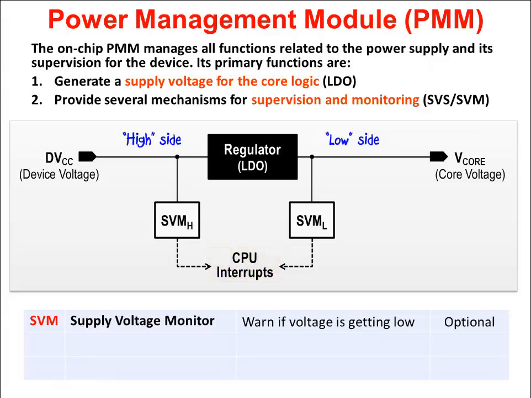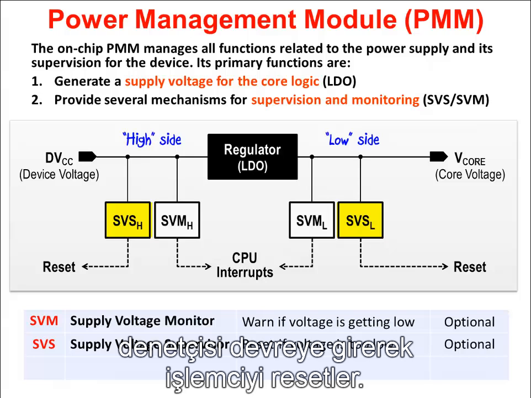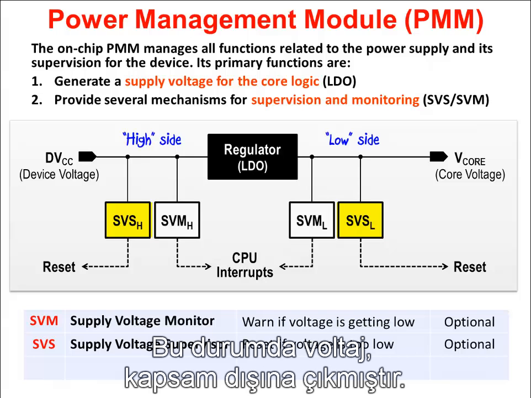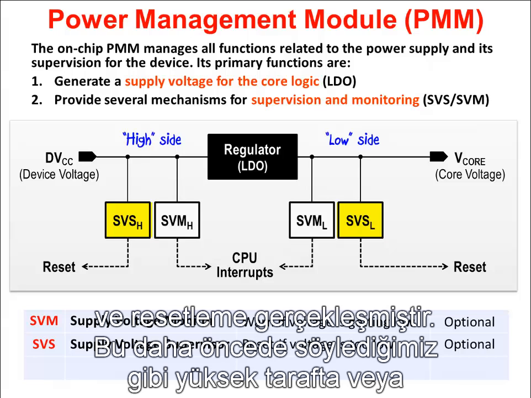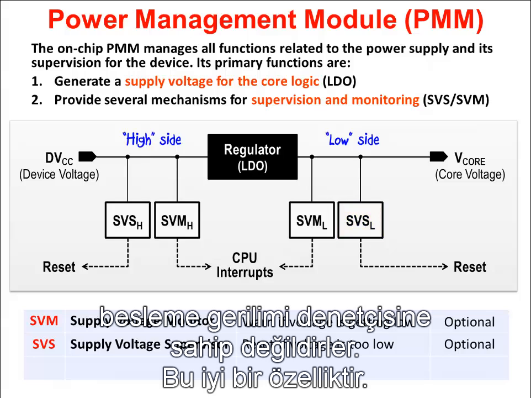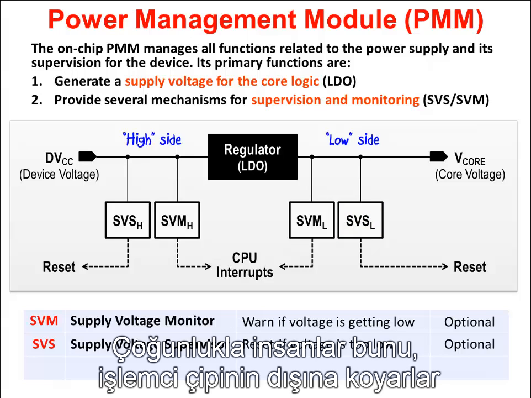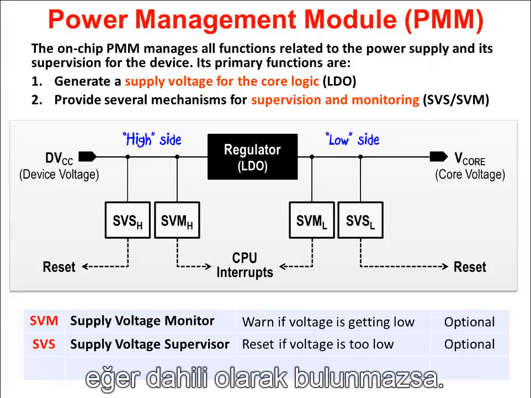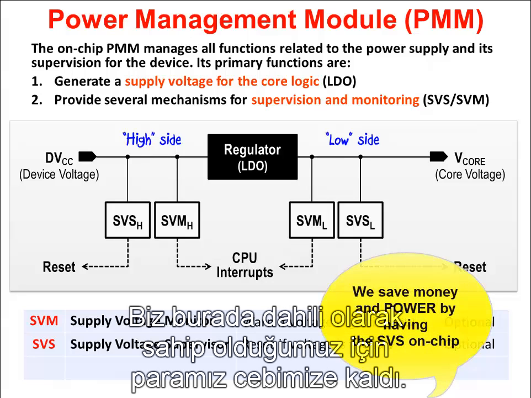If things get a little worse, then the supply voltage supervisor, not the monitor in this case, but the supervisor, comes into play to reset the processor. It says we've gone too far, the voltage is out of spec, and we get a reset. Once again, we have one of these on the high side, and we have one of these on the low side. Not all devices have supply voltage supervision. It's a nice feature to have. Oftentimes people will put it outside of the processor chip when they don't exist on chip. But we save money by having this integrated on chip.